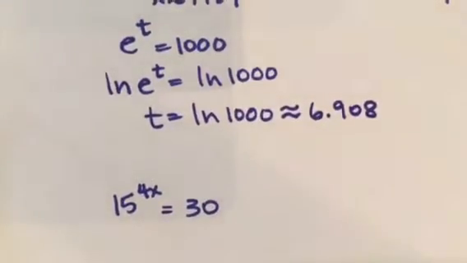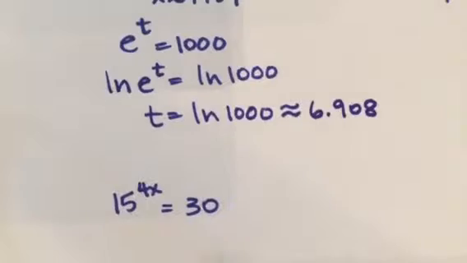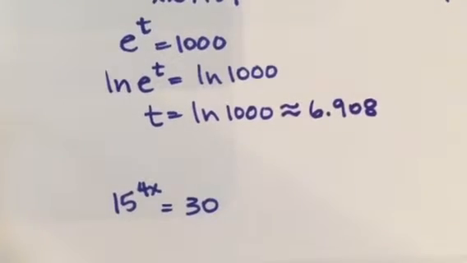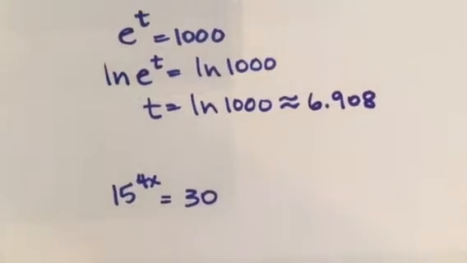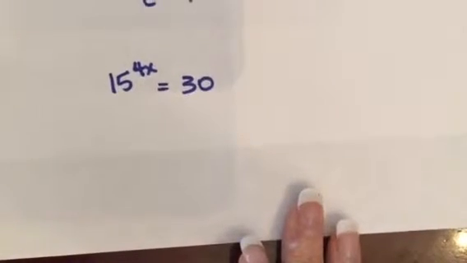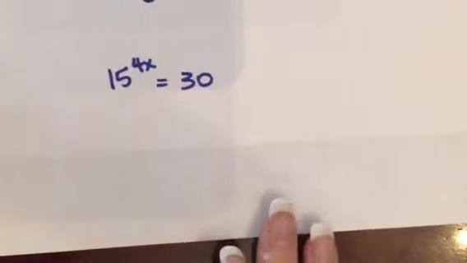6.908 from our calculator. Always a good idea to take that back and sub it in our initial equation and verify that it is indeed correct. Okay. Moving on, let's look at this next example. 15 raised to the 4x is equal to 30.